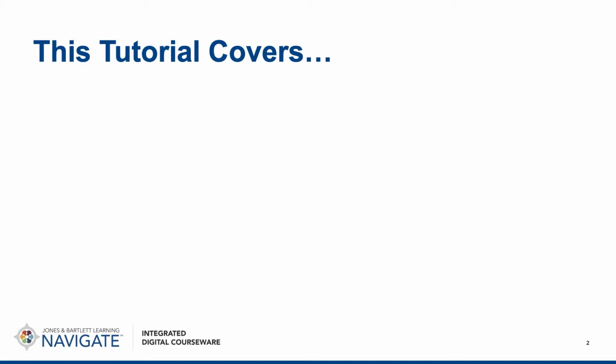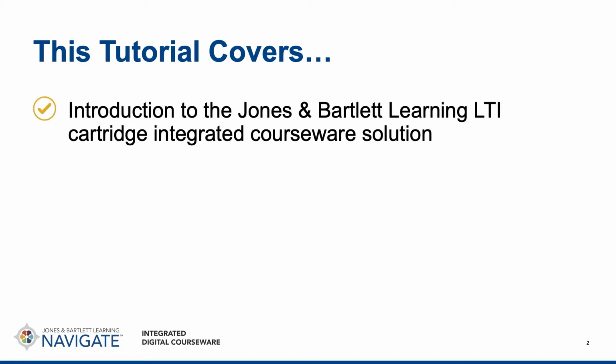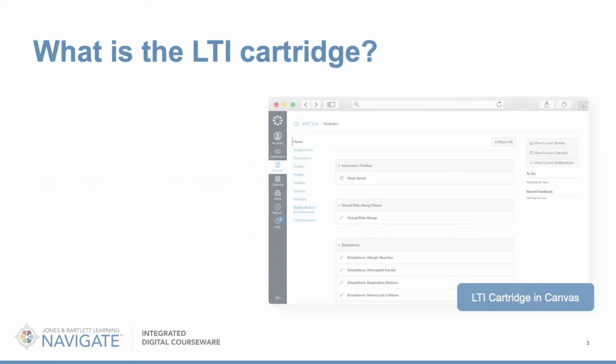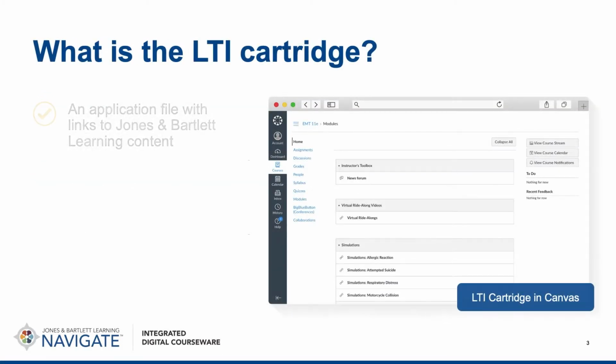I'll take a few moments now to explain what our LTI cartridge is before reviewing the steps you must take as an adopting institution to implement and use the course content within your local learning management system. Our LTI cartridge is essentially an application file that contains links to JB Learning course content or assets, which are hosted on our secured servers. These links have been converted for LTI compliance, which allows you and your students to securely connect to and access the course content from within your own LMS.